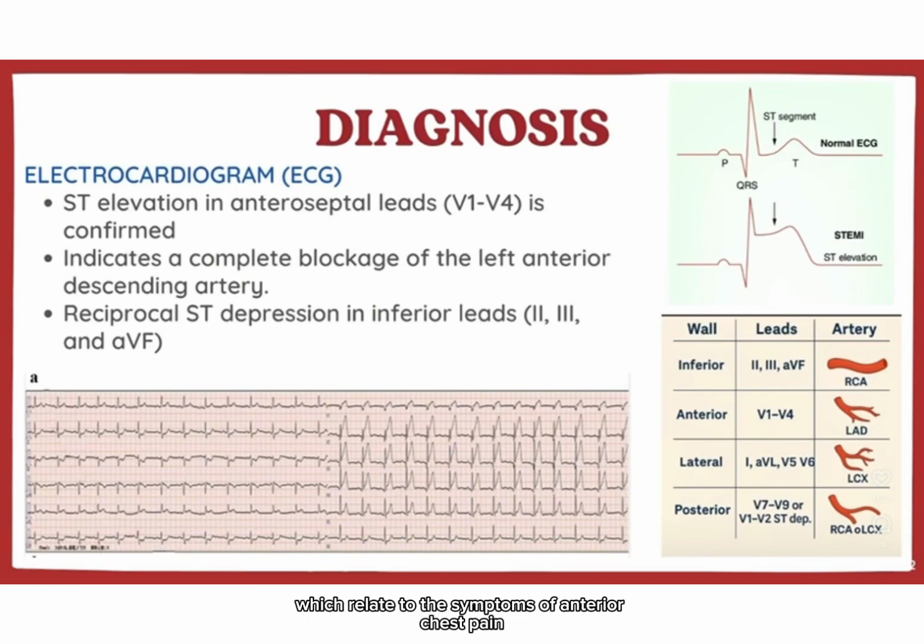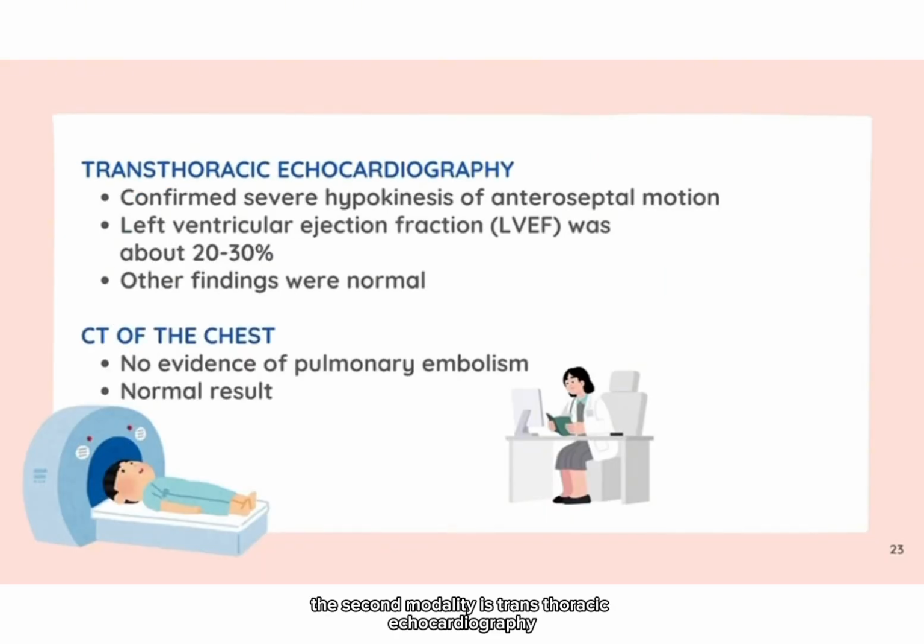of anterior chest pain. The second modality is transthoracic echocardiography. It confirms severe hypokinesis of the anteroseptal wall motion, in which contraction of the heart muscle is reduced, causing the heart to pump blood ineffectively. Left ventricular ejection fraction (LVEF) was only about 20 to 30%. LVEF is the ability of the left ventricle to pump oxygenated blood to the body through the aorta. The normal range is 50 to 70%. If it's too low, it can cause sudden cardiac death and all-cause mortality. And other findings were normal.